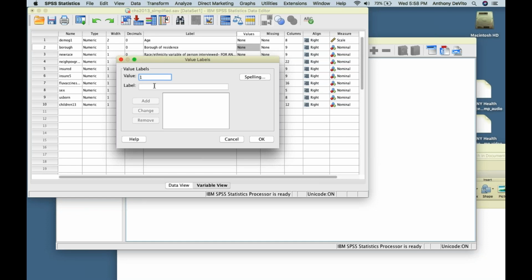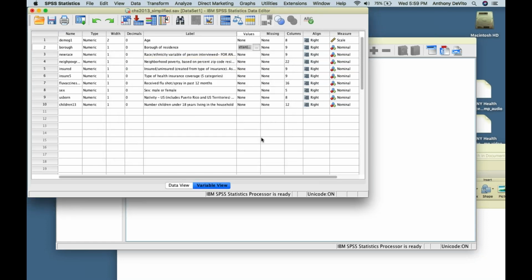So for instance, I'm going to say 1 is the borough Manhattan. And I'm going to click add. Now I'm going to tell it the number 2 is the borough Queens. And the number 3 is the borough the Bronx. And the number 4 is the borough Brooklyn. Okay, click add. I'm going to tell it the number 5 is Richmond, which is the proper name for Staten Island. Okay, so now when I click OK, SPSS knows what those values represent.